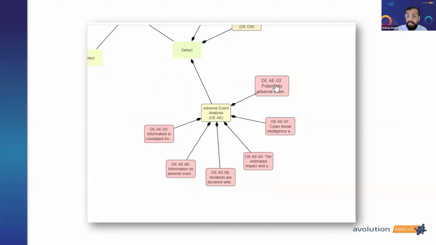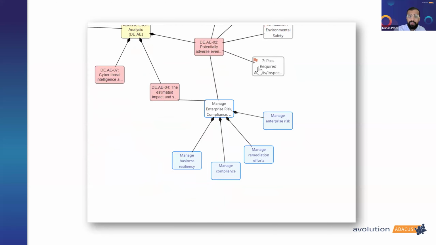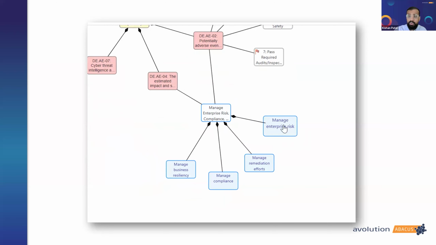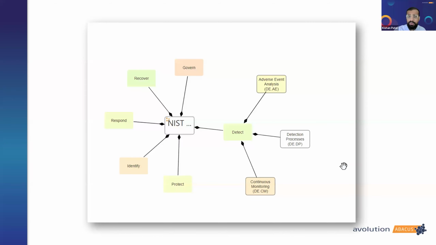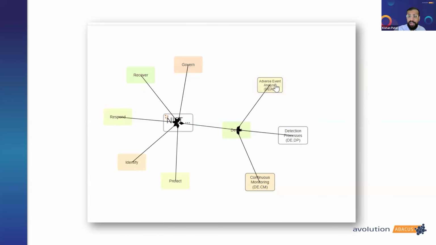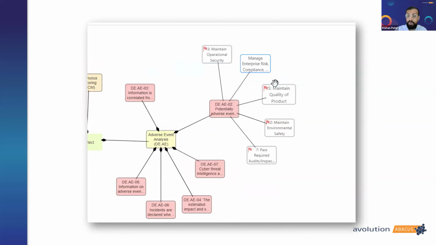So we can drill down from these subcategories to the capabilities and processes that are related. And then from there, we can review the actual technologies that are being used by these processes. Using a graph database like Abacus makes the downstream and upstream analysis across your architecture easy.